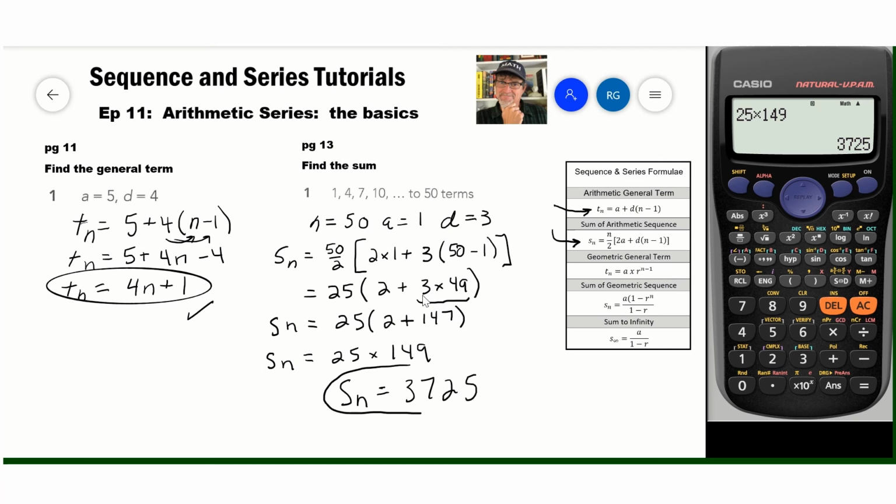All right, that's just a quick review of general term and arithmetic sequence sums. So hopefully that will get you started on these two sections, and then I will see you shortly.